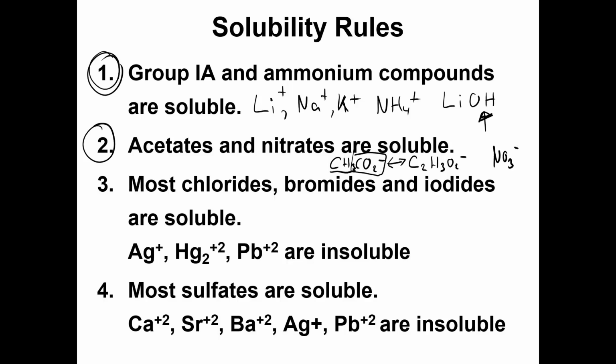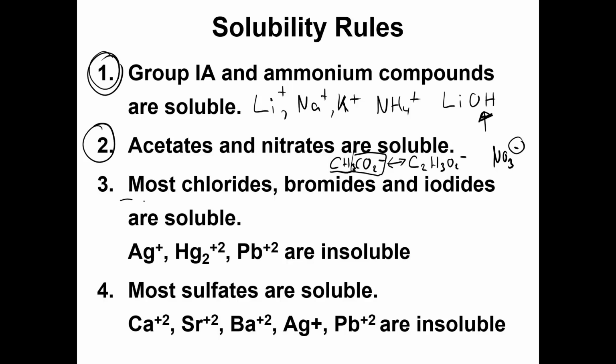So this is good, and you have to know the charges, right? So that you know that when nitrate binds to lithium, it's going to be in a 1-to-1 ratio, and if it binds with calcium, it's going to be in a 1-to-2 ratio. It's important that you remember the charges and how to put ionic compounds together.